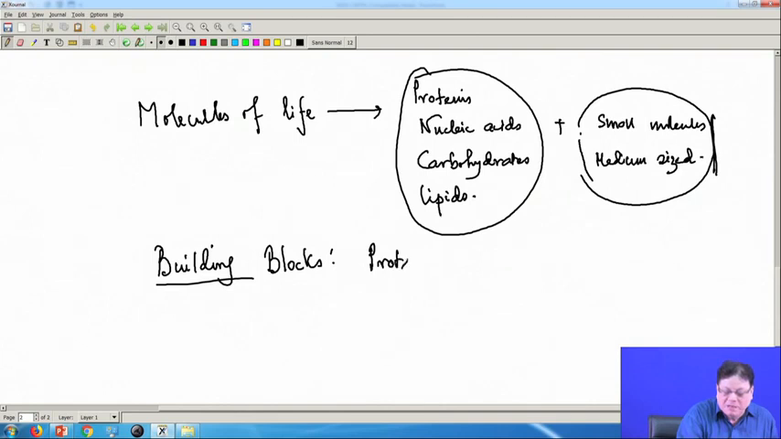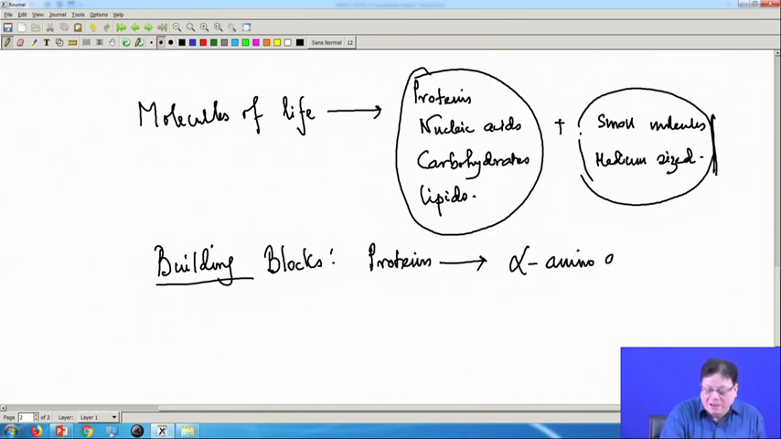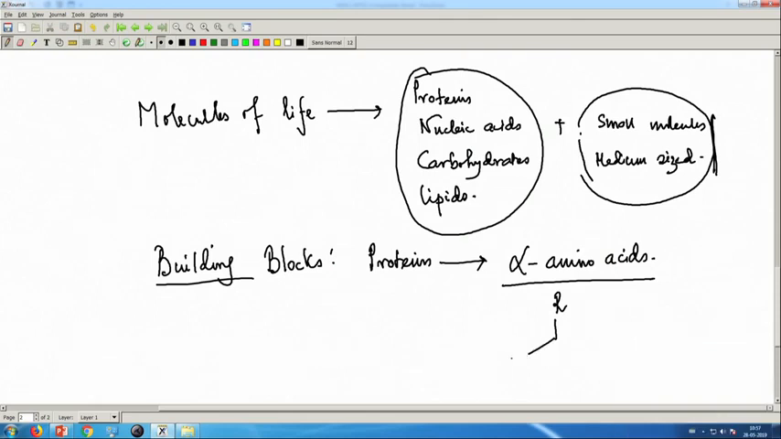Now, we know that the proteins are made up of, if you say only amino acids, that is not enough. You have to say that they are made up of alpha amino acids. Again, that is not sufficient. Alpha amino acids, I can draw the structure, is basically R, then NH2 and CO2H. Why is it alpha? Because this carbon is the alpha carbon.